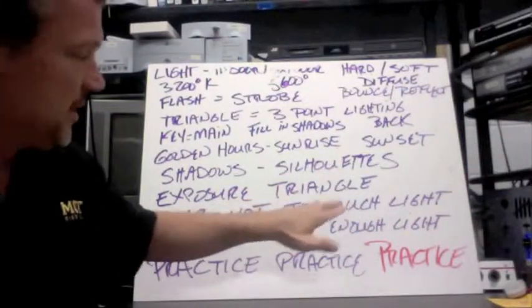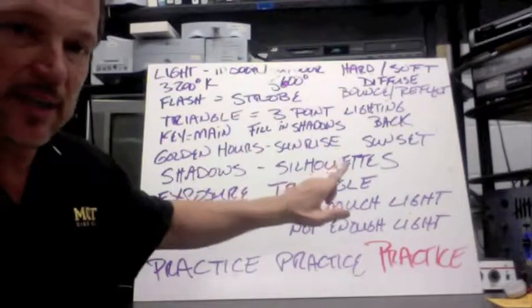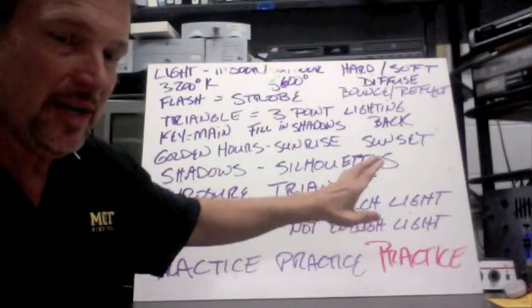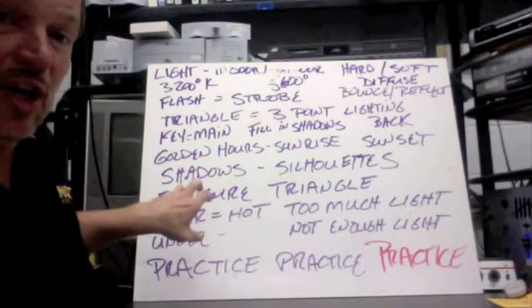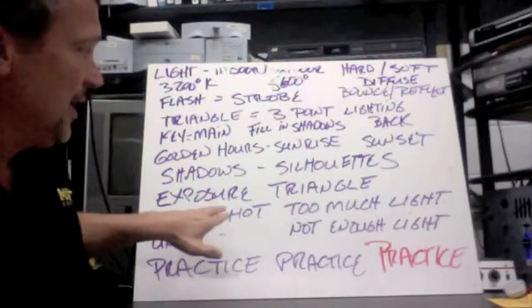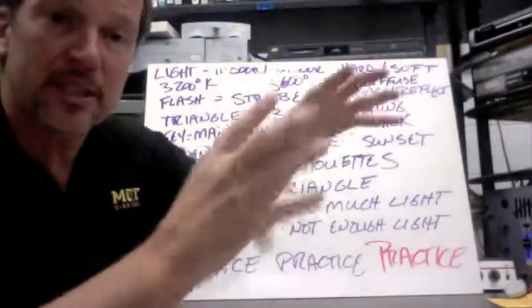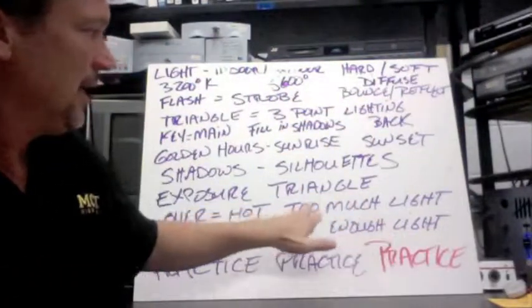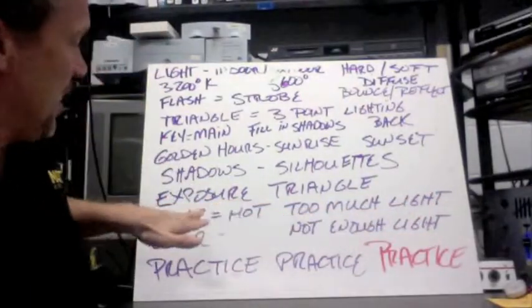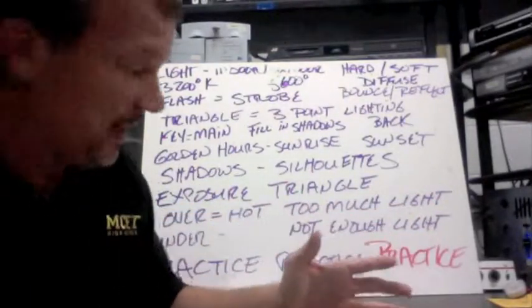Exposure triangle one more time: shutter speed, ISO, and aperture. If something's overexposed, it's said to be hot, too much light, maybe too bright. Underexposed is not enough light.